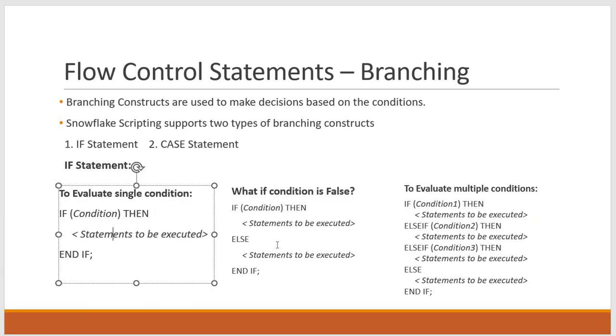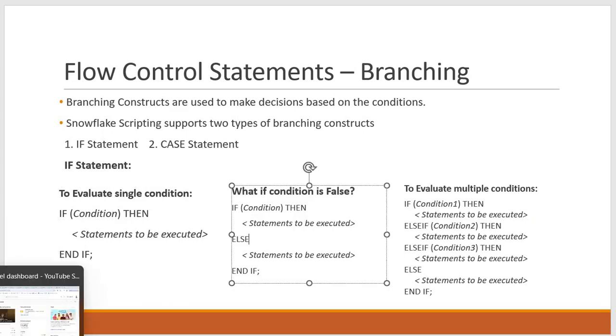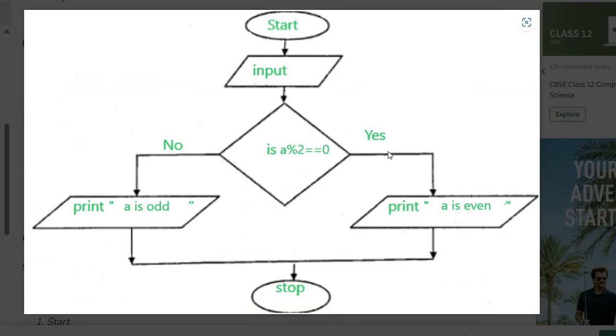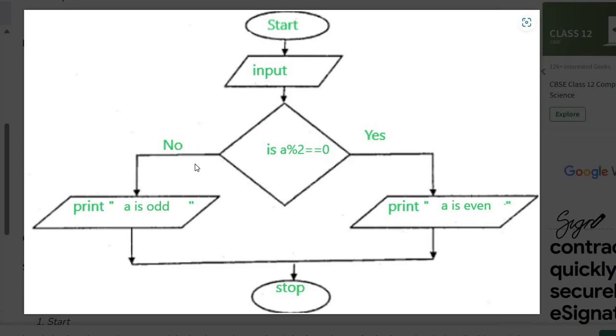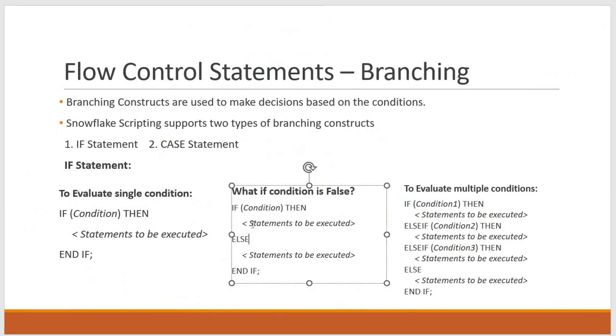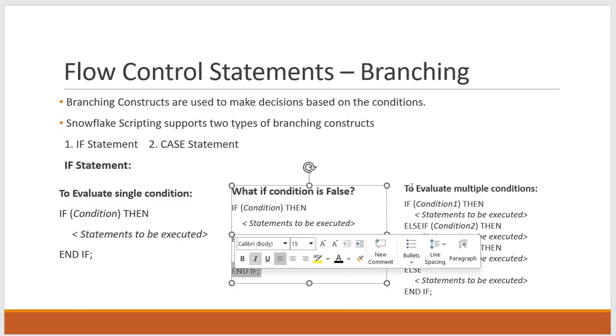Suppose I want to do if else, like I have shown in this flowchart. If this condition is true, or if this condition is false, that means if else. In that case, this is the syntax: if condition, then the list of statements to be executed. If this condition is false, then the flow will go to the else statement, and the list of statements there will be executed, and we have to close it by using end if.